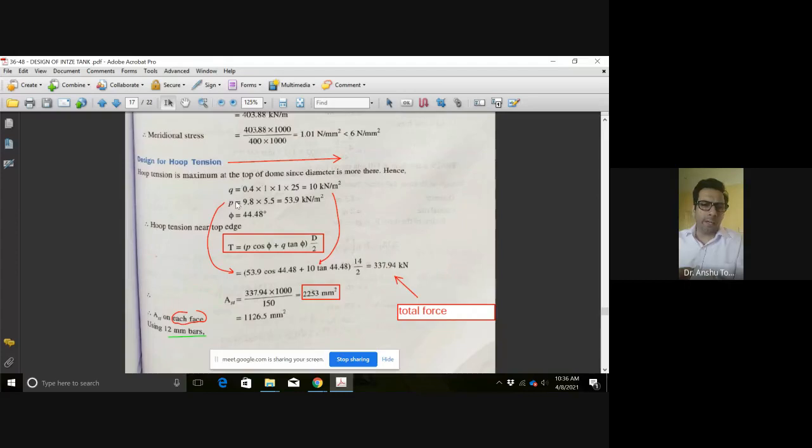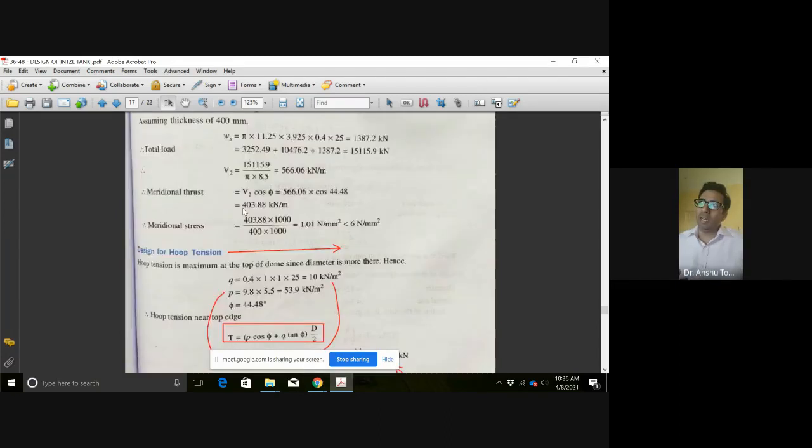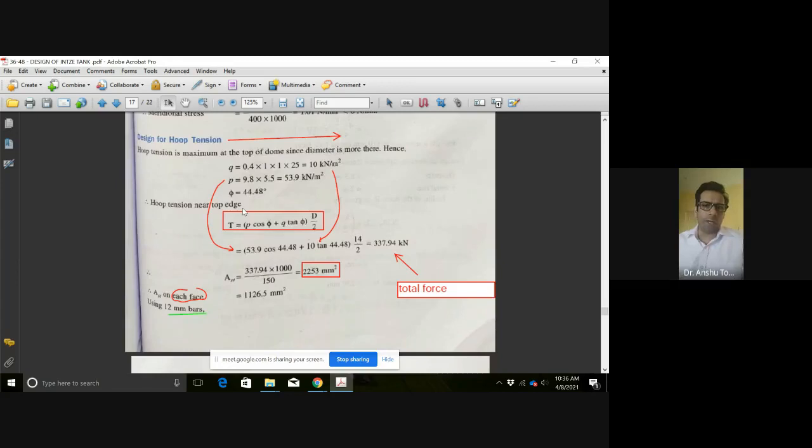One is corresponding to the water load coming at the level of the conical dome, at the top level of the conical dome and at the bottom level of the conical dome, and one load is the self weight of the conical dome, because what we calculated earlier was corresponding to the meridional thrust.